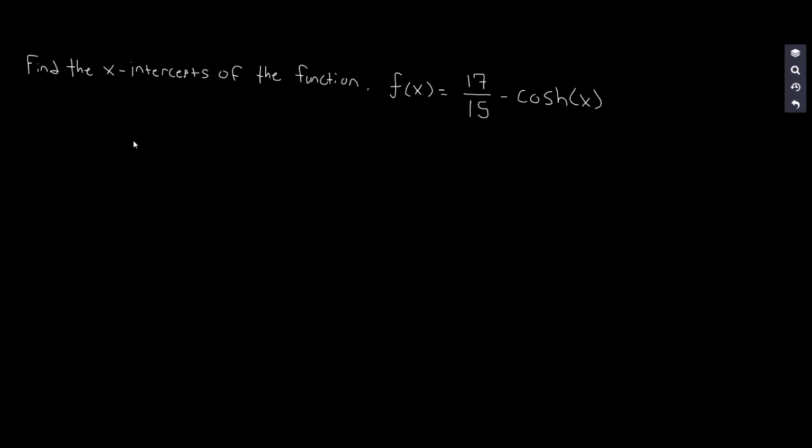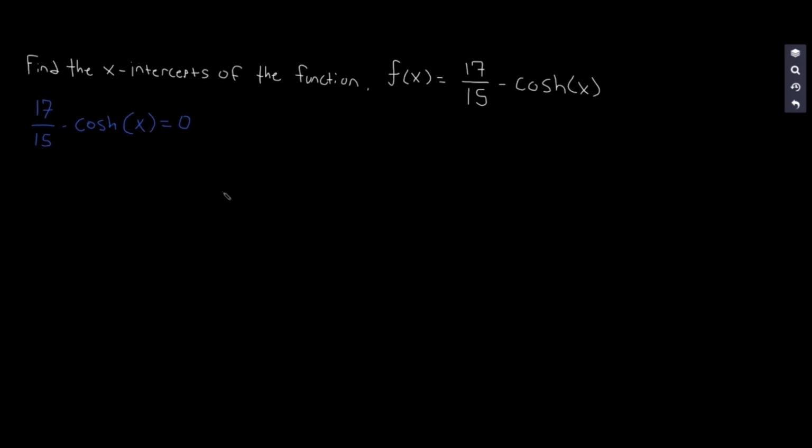Now for a problem like this, it seems relatively straightforward, right? The x-intercepts just means that we want to figure out where 17 over 15 minus cosh of x equals 0. Where does 17 over 15 minus cosh of x equal 0? Well, the x-intercept is f of x equaling 0, in other words. Okay, so the x-intercept is where f of x equals 0.